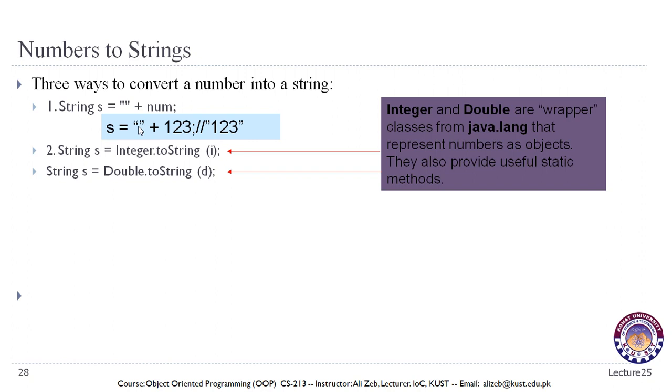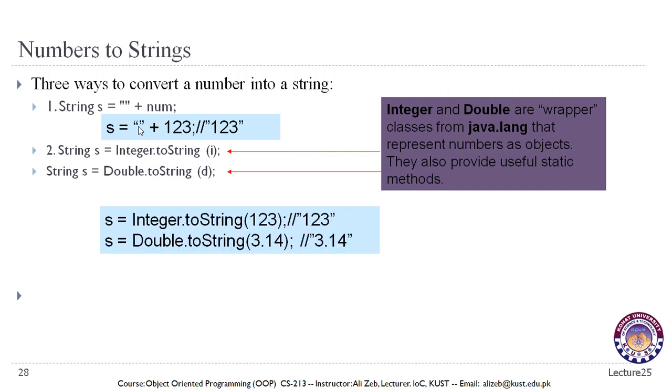Integer and Double are wrapper classes from java.lang that represent numbers as objects. They also provide useful static methods. So s is equal to Integer.toString(123) will be converted into a string. s is equal to Double.toString(3.14), and 3.14 will be converted into a string.